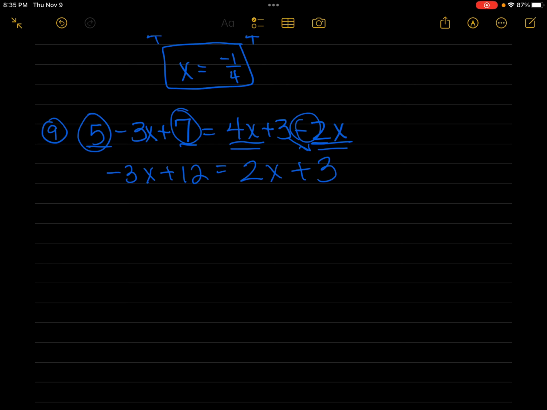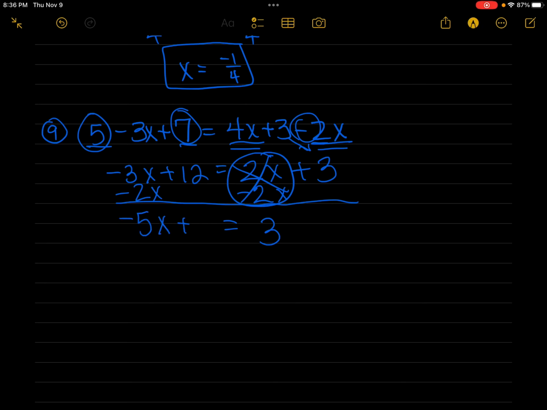It has variables on both sides, so I'm going to get all the x's on the left. That means I need to move the ones on the right. On the right, I have 2x, so I'm going to minus 2x. That's getting rid of the x's over here. So all I have left is 3 on this right-hand side because that makes 0. And then over here, I have negative 3x and negative 2x. That gives me negative 5x plus 12.